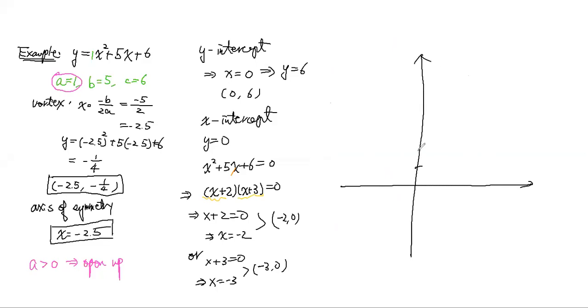Okay, 1, 2, 3, 4, 5, 6, 7. 1, 2, 3, 4, 5. 1, 2, 3, 4.